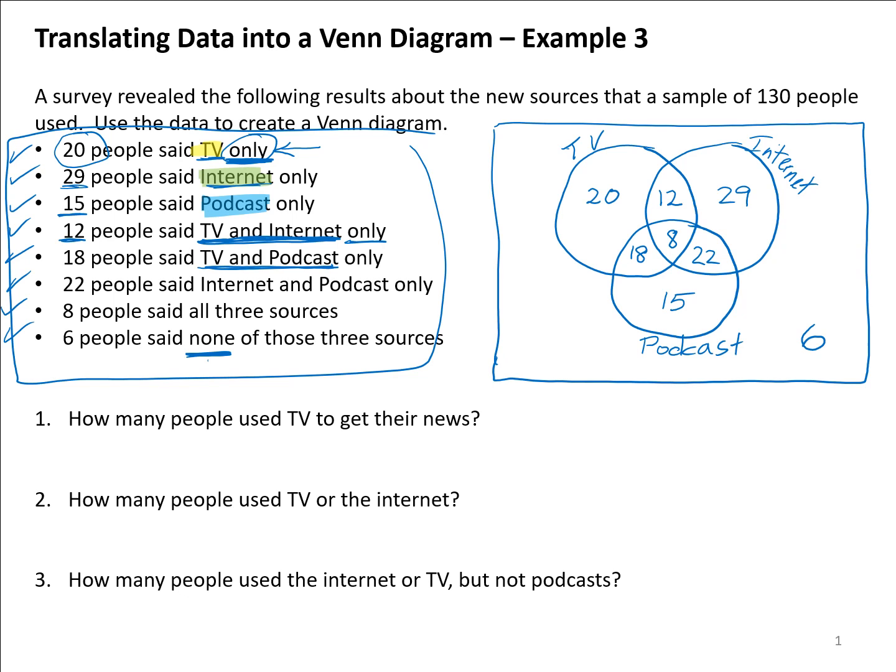Question 1. I'm going to highlight it here. How many people use TV to get their news? All right. So TV, it doesn't say TV only. It doesn't say TV and internet or TV and podcast. It just says TV. That means we want to look at the entire TV circle. So the entire circle, which I will highlight here, I would want to include every single person in that circle. So that would be 20 people plus 12 plus 8 plus 18. So that would be 58 people get their news from the TV.